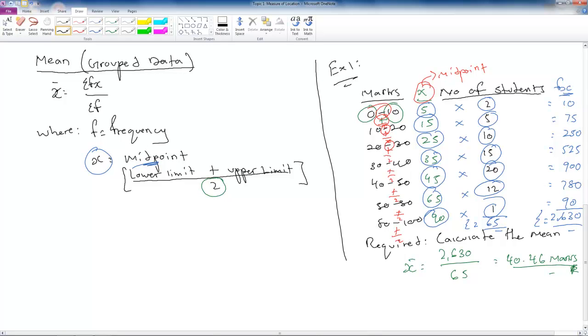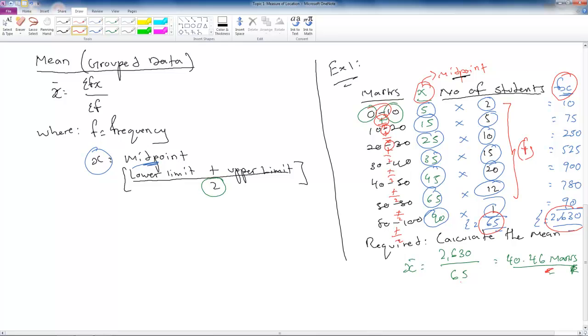Are we okay with that? Okay, so this is about the group data. Of course, the first step is that you have to calculate the midpoint, and the second step you have to calculate your fx, which is your f times the midpoint. Finally, you total up your f and your fx, then you divide, and you will get your average, which is your mean for the group data. So that's how you calculate the group data mean.